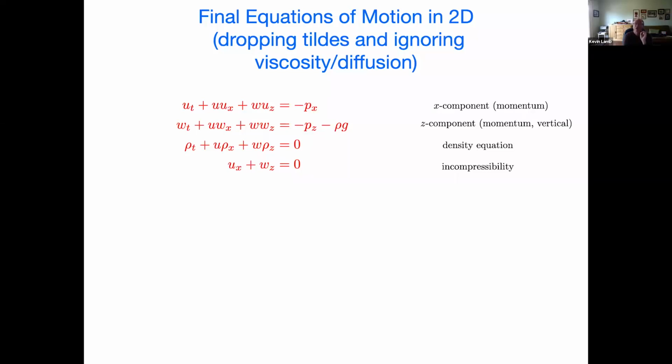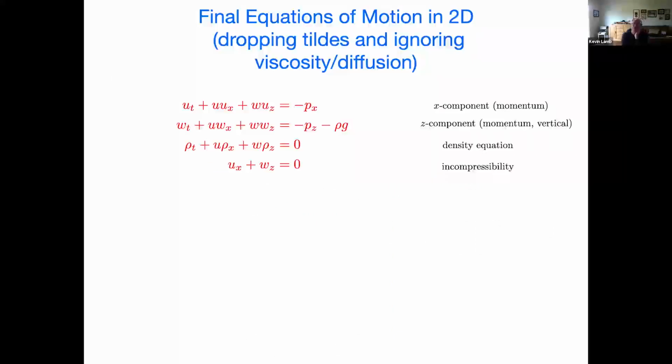So here, rho is dimensionless, P is being scaled by the reference density rho naught. So I've got two components of the momentum equation, a density equation, and I'm going to assume that the flow is incompressible, so I've got incompressibility.